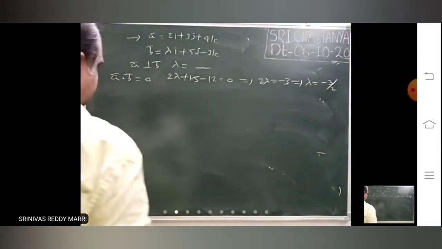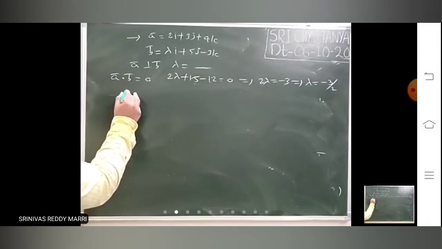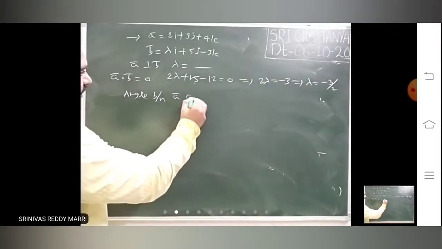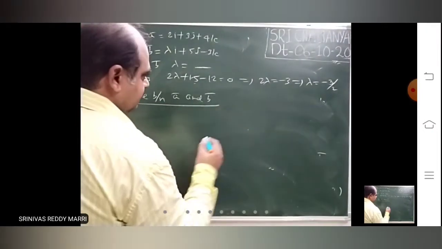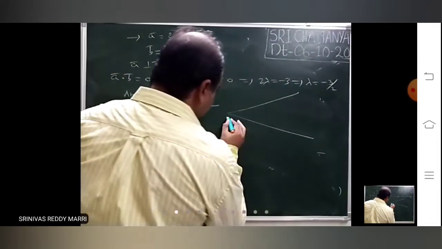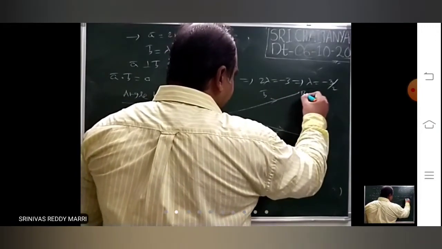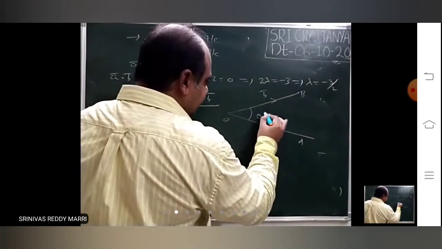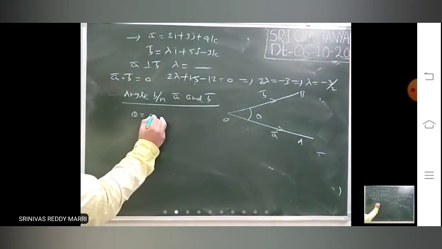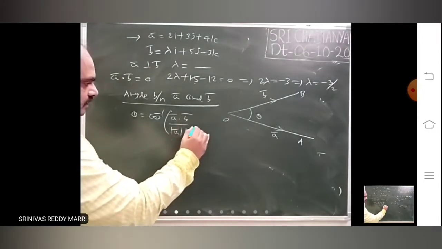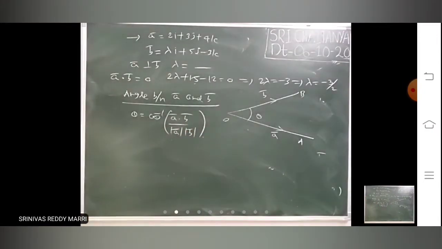Now look at it. Angle between vectors we will find out. How to find the angle between A bar and B bar? I have told the formula. Let us see how to apply that formula. This is A bar, this is B bar. The angle between these directions is theta. That means theta equals cos inverse of modulus of A bar dot B bar divided by modulus A bar into modulus B bar. So this is the one.